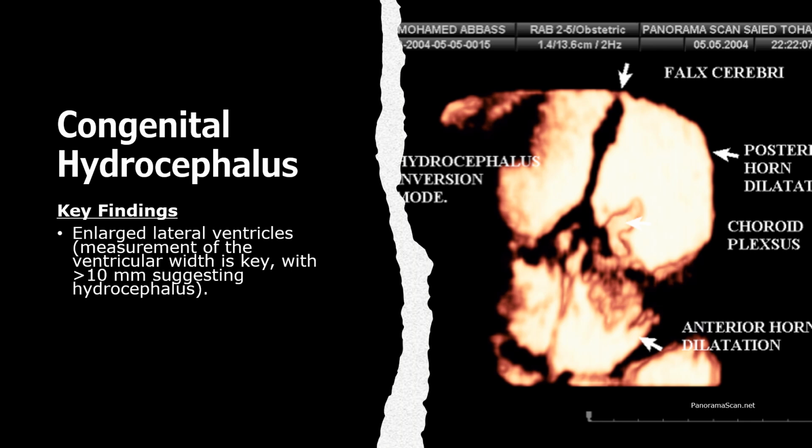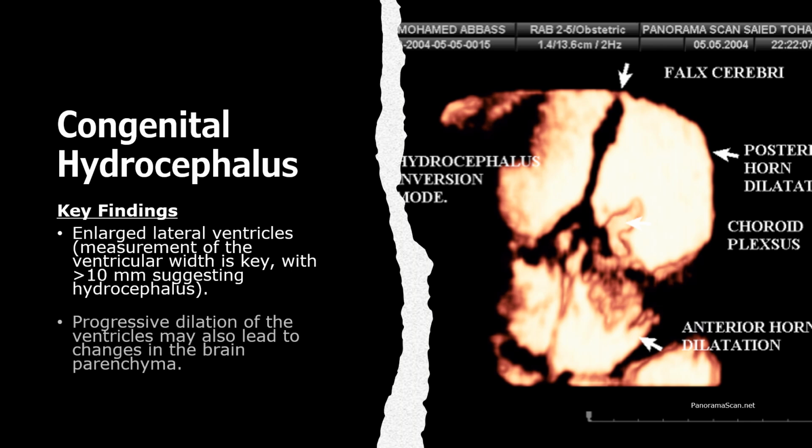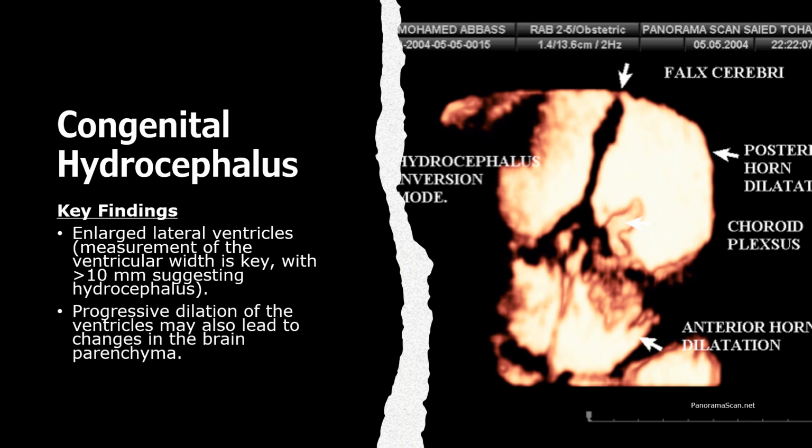In cases of progressive hydrocephalus, we may observe dilatation of the lateral ventricles, which can exert pressure on and lead to changes in the brain parenchyma. This highlights the importance of tracking the condition over time to understand its progression and potential impact on brain development.